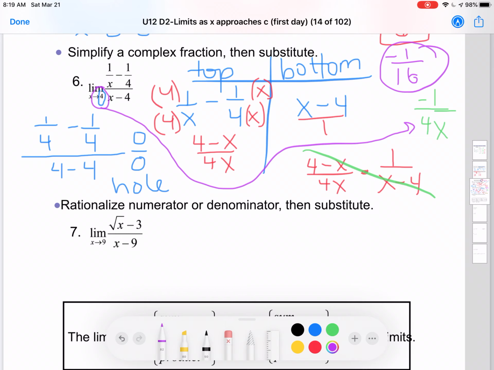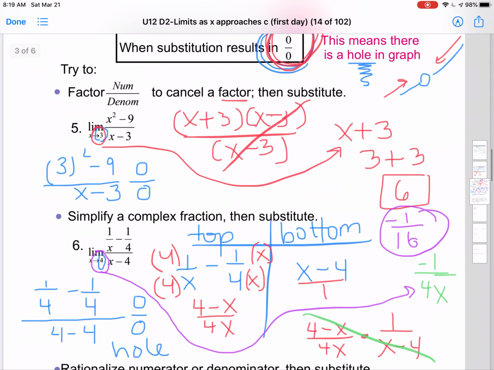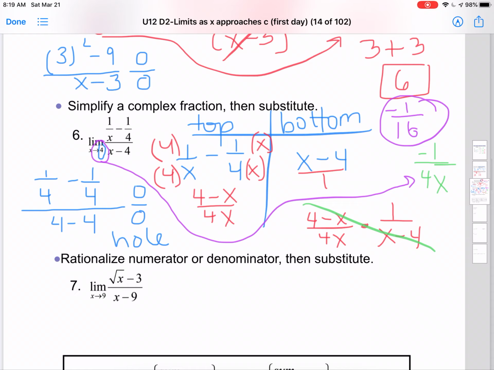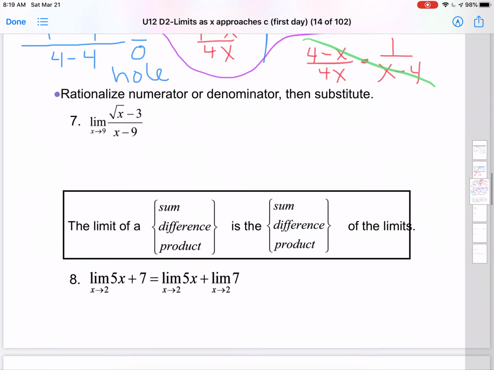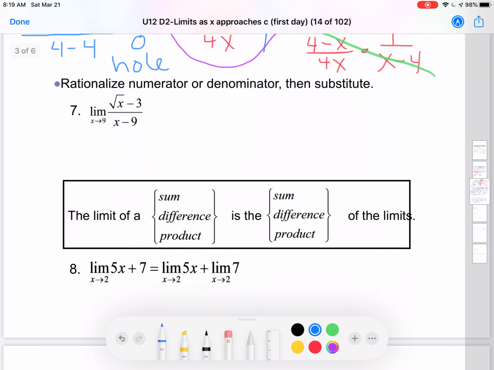Okay, so we saw so far when you plug in and you get 0 over 0, you can factor, right, and then simplify and plug in. Or we can simplify a complex fraction with top bottom. And all we're doing is just rewriting it to look a little different so that we're able to produce some y value. Okay, and now let's try this one. So on that first day with review, we rationalized the denominator, and then I also showed you that sometimes we might rationalize the numerator. So here's a reason why we might need to rationalize the numerator.